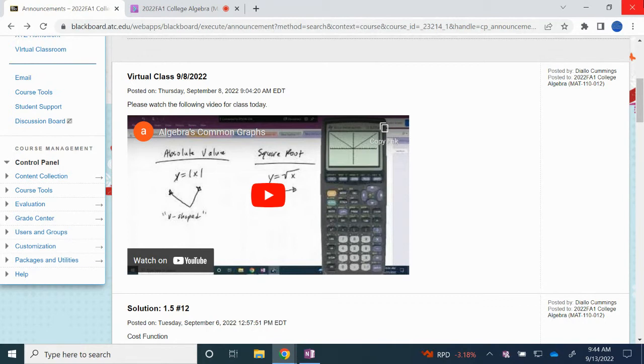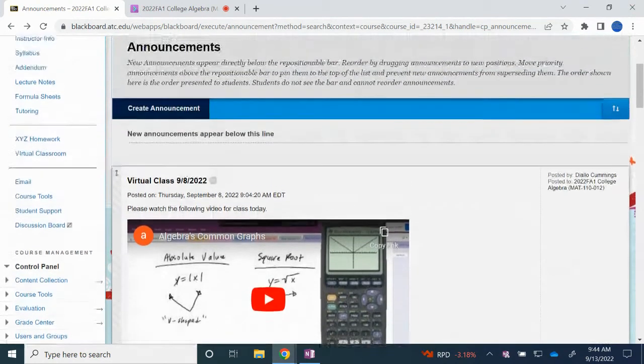In section 2.1 of XYZ, it deals with absolute value. 2.2 deals with the square root property, okay, and their transformation. So this video should take you through the first couple of sections. In today's class, we're going to take a look at solving absolute value equations and solving absolute value inequalities.